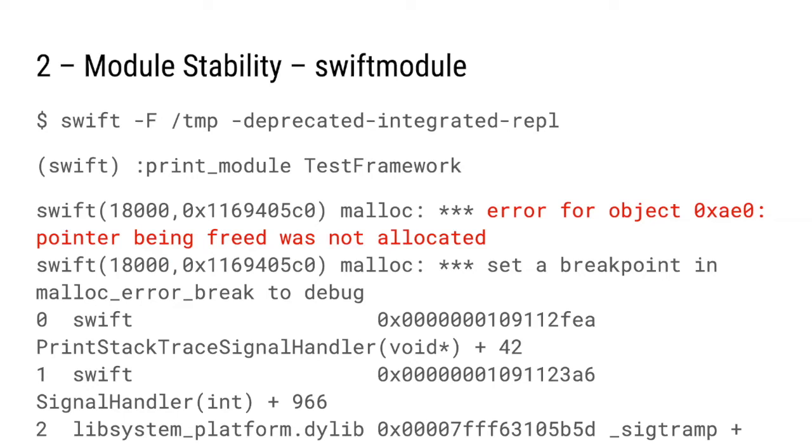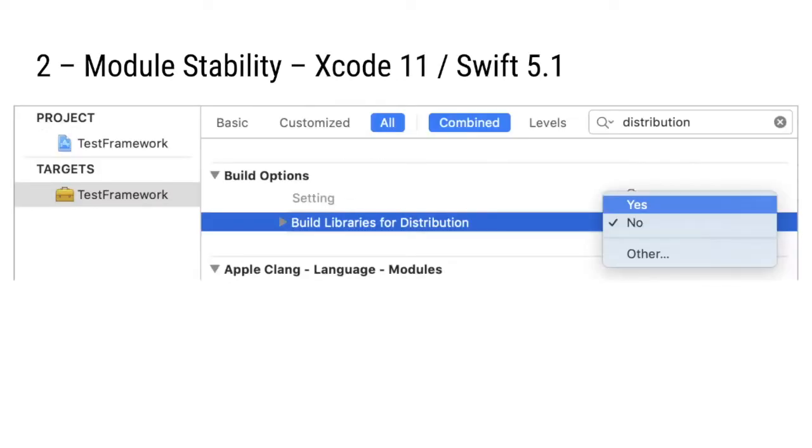But why did that happen? That happened because the compiler AST format changes across different Swift versions. And this Swift version knows the AST format just for this version of Swift. And the test framework has a totally different format of AST. So it seems that using AST as an interface description is not a very good idea, or at least not a very portable one. But there is a new option in Xcode 11 and Swift 5.1, the build libraries for distribution flag.